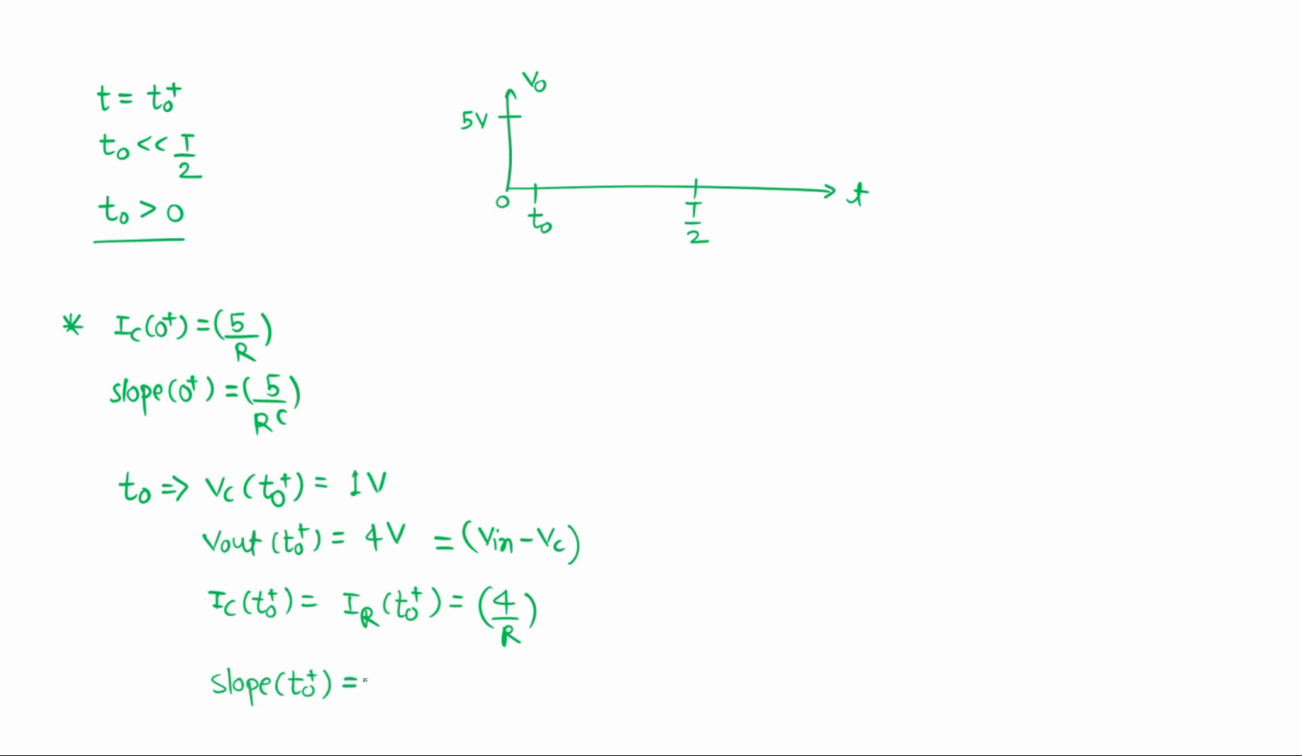Slope around this instant is what? Capacitor current by capacitor value is 4 by RC. So we can say the amount of the capacitor current which is charging the capacitor is decreasing slowly at every coming instant. When we consider some other instant, this is a discussion we have already seen many times. These are the instants where T2 is greater than T1, greater than T naught, which is greater than 0 seconds. So this way we are seeing that the amount which is charging the capacitor is slowly reducing.